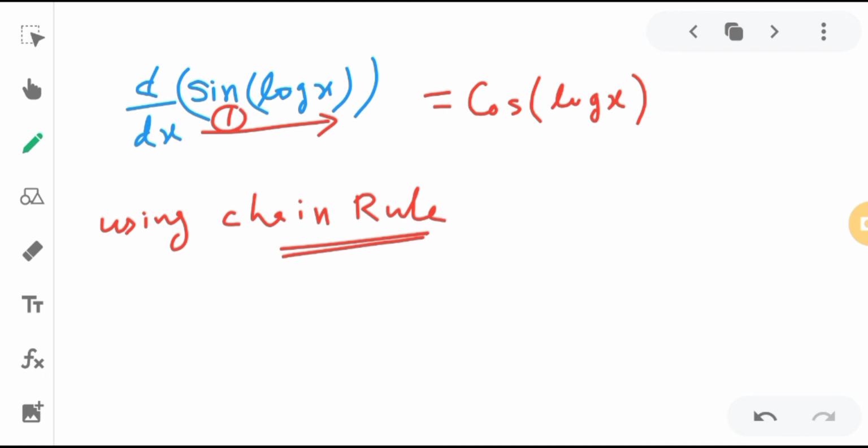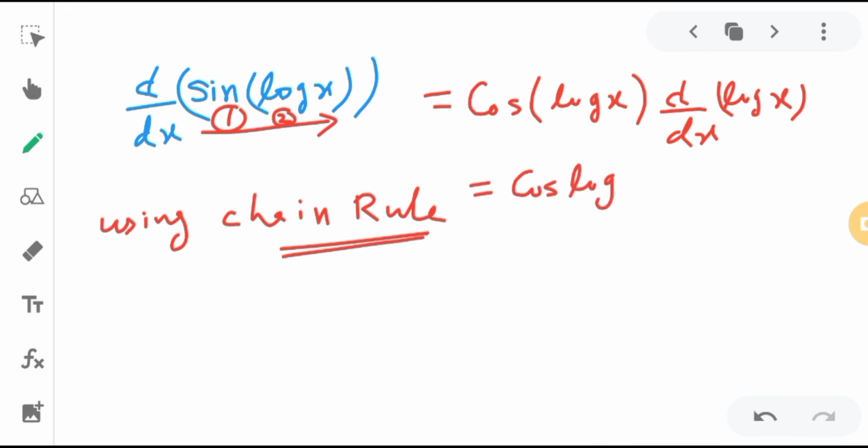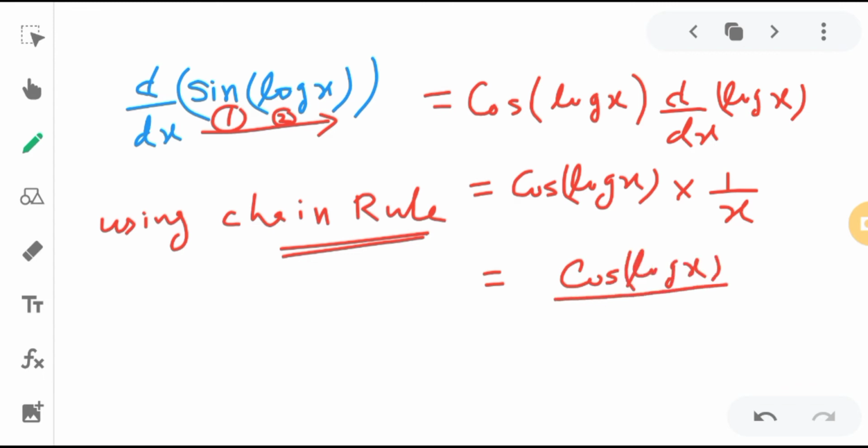And then the second function is log. Sine is done, the second function is log. So now I will take the derivative of log x with respect to x. Then cos of log x, and the derivative of log x is 1 upon x. We know the formula: the derivative of log x is 1 upon x. So the answer will be cos of log x in the numerator, and in the denominator it will be x. So cos of log x upon x, this will be our answer, and we did it using the chain rule.